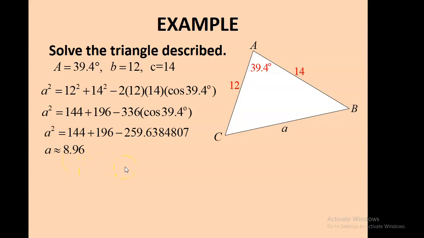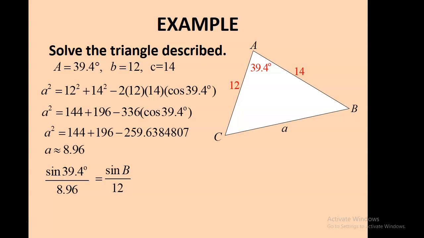So, knowing that, we now have an angle and its opposite side. We're going to use that to go back and use the law of sines, which is a lot more simplistic, a little bit easier to use. So, we'll say the sine of 39.4 over 8.96. And then we're going to pick the smaller angle, since B is across from this side that has a length of 12. 12 is shorter than 14, so that must mean that B is a smaller angle. And we want to go with a smaller angle, so we'll pick sine of B over 12.